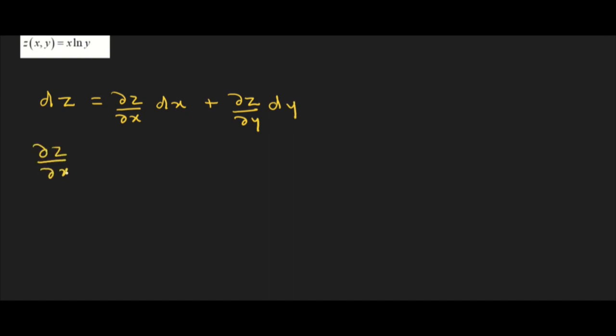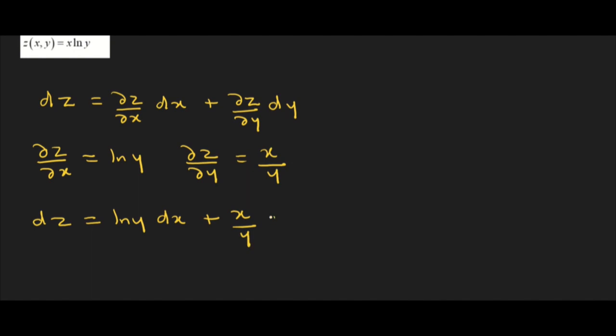So we first calculate the partial derivatives. dz dx equals log y, and dz dy is equal to x over y. And then we simply write down the total differential. dz equals log y dx plus x over y dy, and this will come in useful later on.